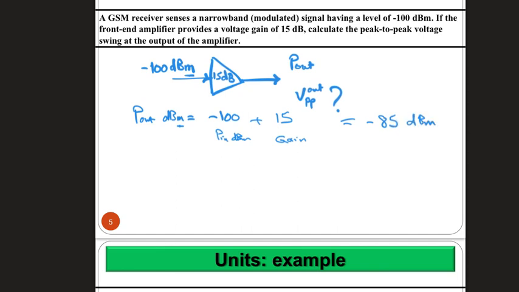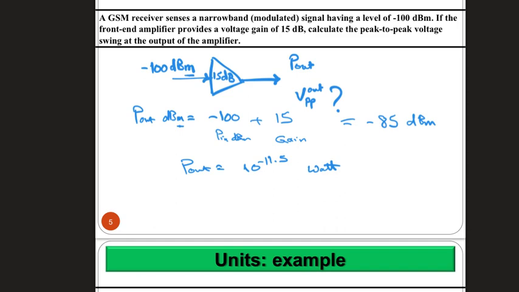Okay? Now, in order to get the voltage peak to peak, I need to convert back to power, absolute power units. And then after that I get the voltage from it. Okay? So minus 85, meaning the power in the output is equal to 10 to the minus 11.5 in what? Is this right or wrong? Is this number right first? Where did I get this from?